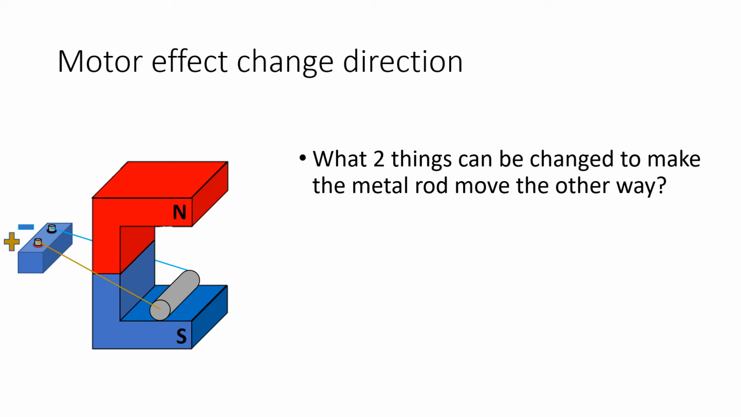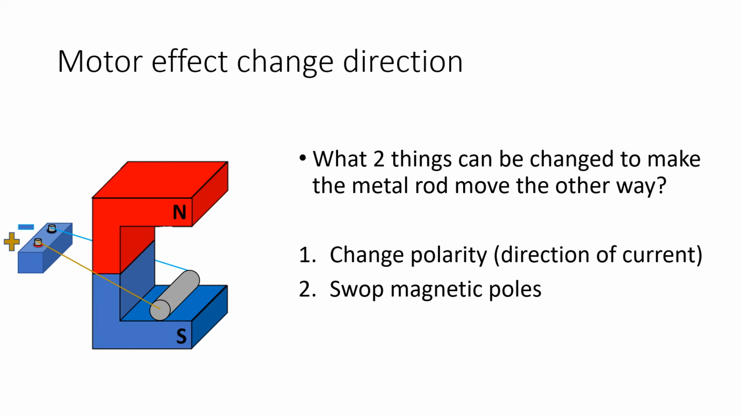Well, the two things that we can do are, we can change the polarity or direction of current as it's also known. Either would be fine in the exam, or we can swap the magnetic poles around. So if we got that magnet and swapped it over, so south was at the top and north was at the bottom, we would have that pole rod move in the opposite direction.